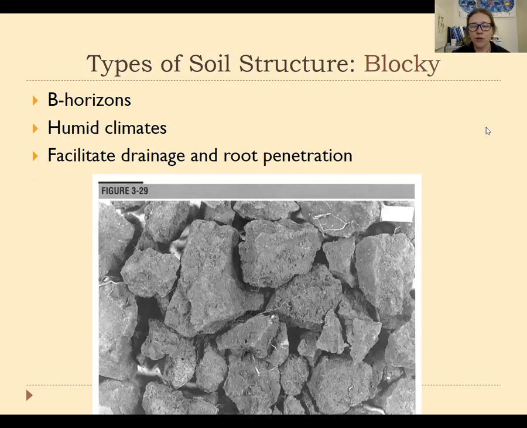Then a blocky soil is often something that you're going to see a little bit deeper down in the soil. And it's a similar type of shape to what we would see with the granular soil, but a bigger size. So we would more likely see this down in the B horizon where there's more clay. And this especially forms in more humid climates. And this can lead to fast drainage and better root penetration in the areas where it forms.